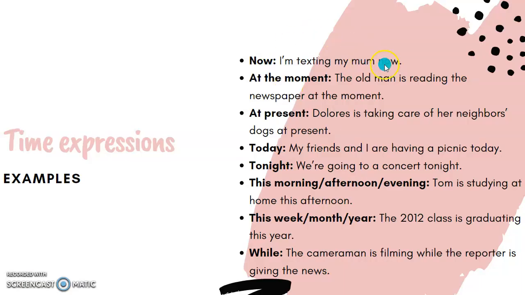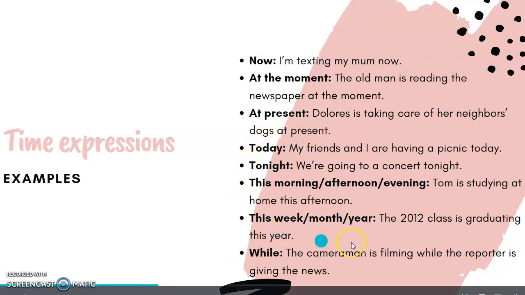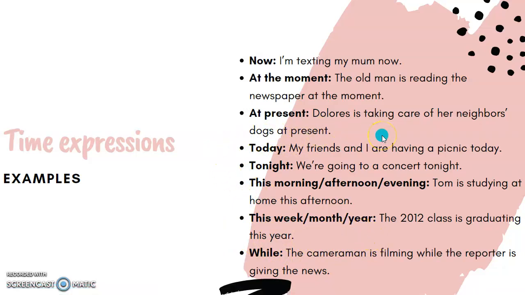Here are some examples that you can see in the use of each time expression. For example, with now, I'm texting my mom now. At the moment, the old man is reading the newspaper at the moment. At present, Dolores is taking care of her neighbor's dogs at present. And it's the same with today, tonight, and the other time expressions. Remember that we add the time expressions at the end of the sentences, okay?